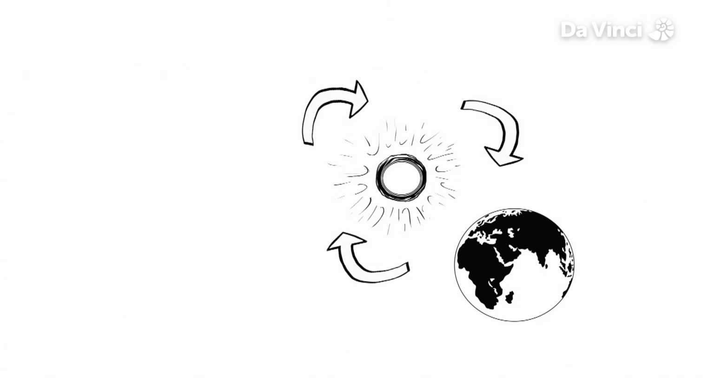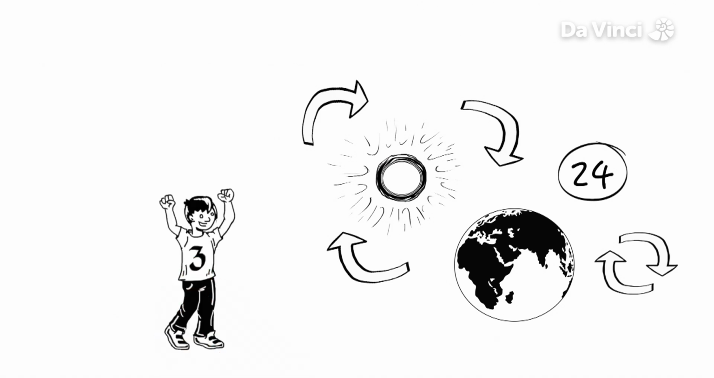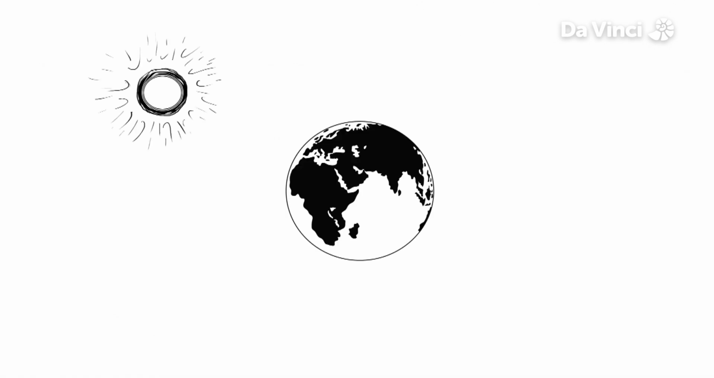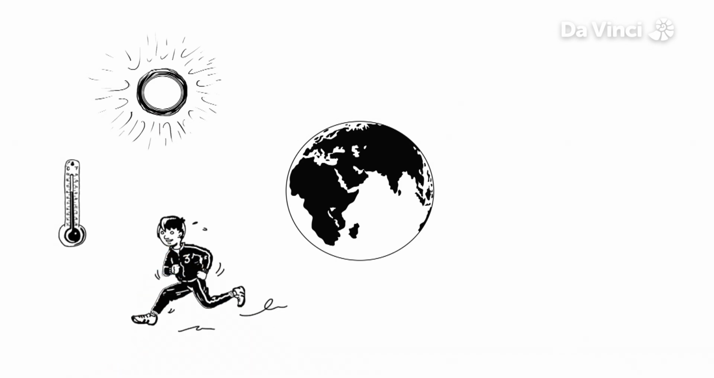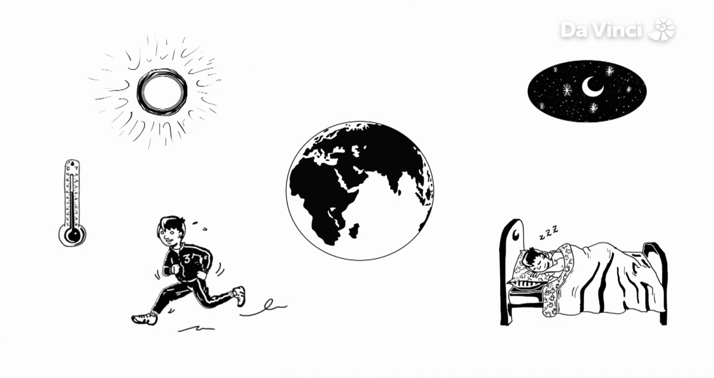While the Earth is whizzing around the Sun, it's also taking 24 hours to spin around on its axis, a day. When the part of the Earth that we're on is facing the Sun, it gets light and heat, giving us our daytime. So it's night on the other side of the world.